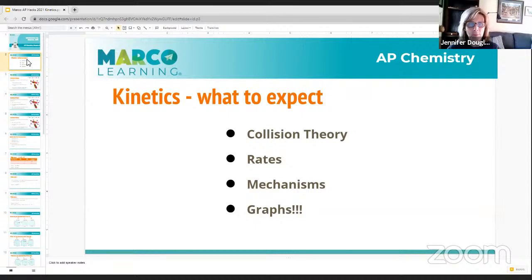And so that's basically it. There's not a lot. This is not a difficult unit. This is an easy place to be able to pick up points. And if you know what to expect when you see a kinetics question, it's going to be really helpful to you to be able to pick those points up and move on to something else.